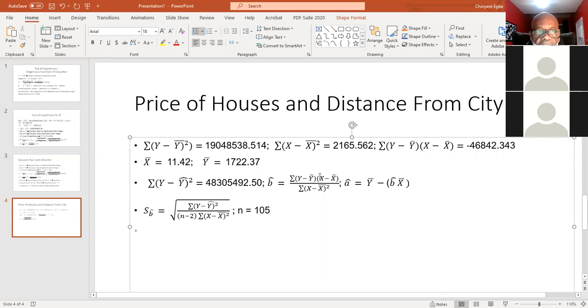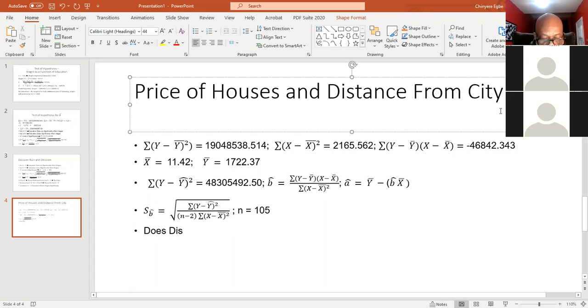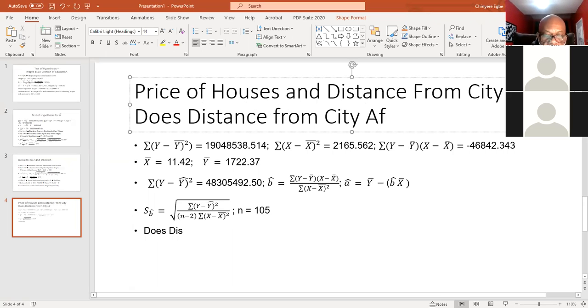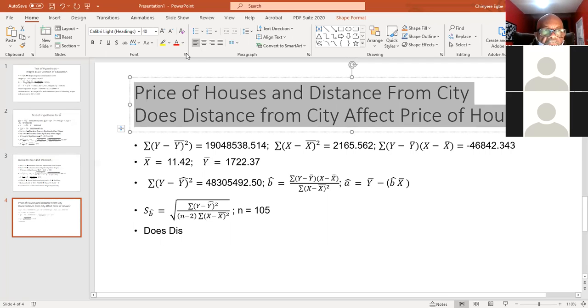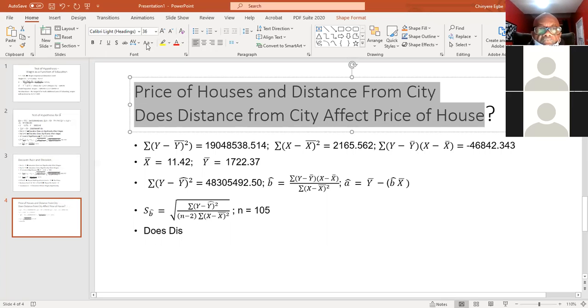And so this is, does distance affect the prices of houses? Yes. Does distance from the city affect price of house? All right, so I'm going to make sure we're seeing all of this. Price of the houses and distance from city. Does distance from the city affect prices of house?